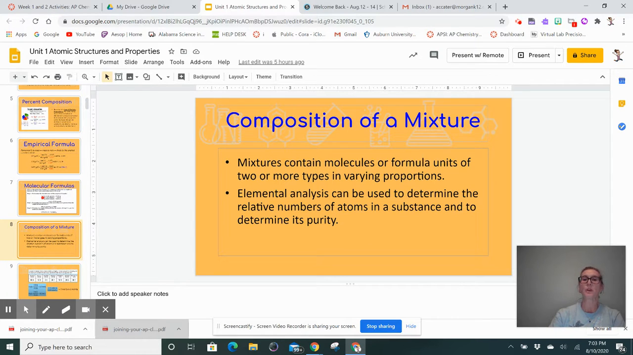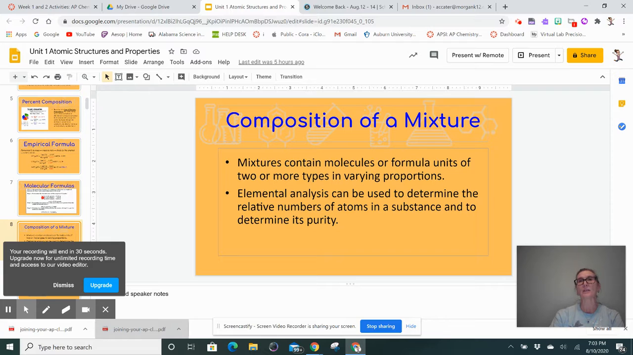Composition of mixtures. This should be pretty self-explanatory as well. Mixtures contain molecules or formula units of two different types in varying proportions. So they're not things that are chemically bound together. It's two separate chemicals together in different proportions. Okay, elemental analysis can be used to determine the relative numbers of atoms in a substance and to determine its purity. So you can look and see how many different elements or how many different compounds are in a mixture, and that can help us determine its purity.